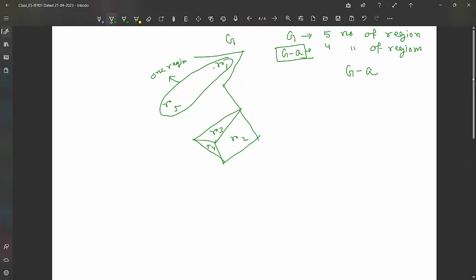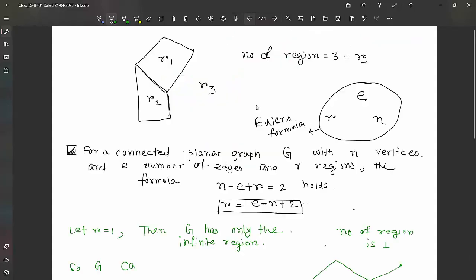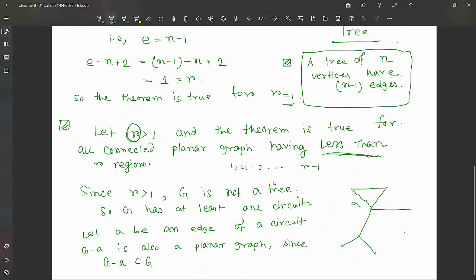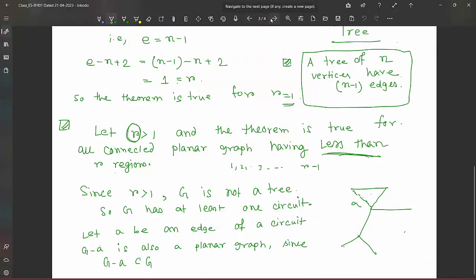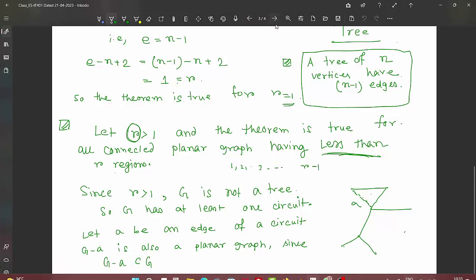Is it clear? Am I audible? Yes, sir. Okay. I can understand that it is difficult. But if you have any problem or queries, you may ask. But it is very important for the exam. Can you repeat the last portion?